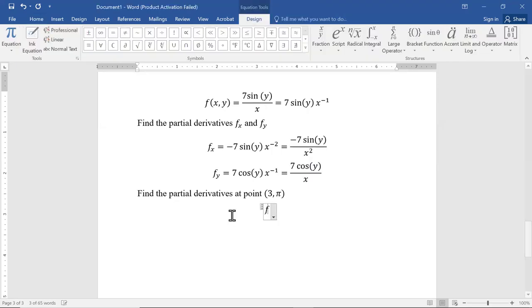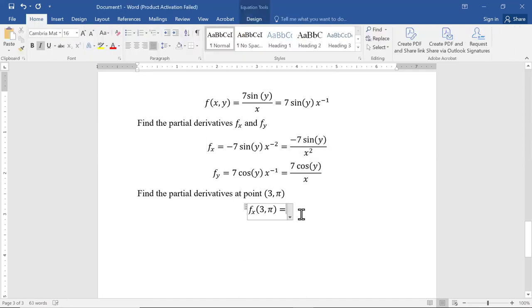So what's the partial derivative f sub x when I plug in the point 3 comma pi? Well, I'd have to take this output, negative 7 times sine of pi divided by 3 squared. Now, sine of pi is 0. So this whole thing turns into a 0.